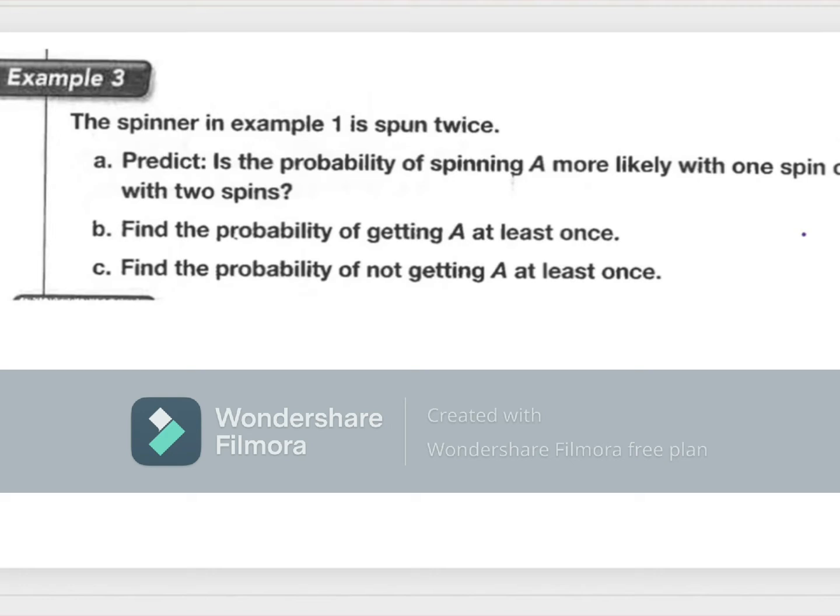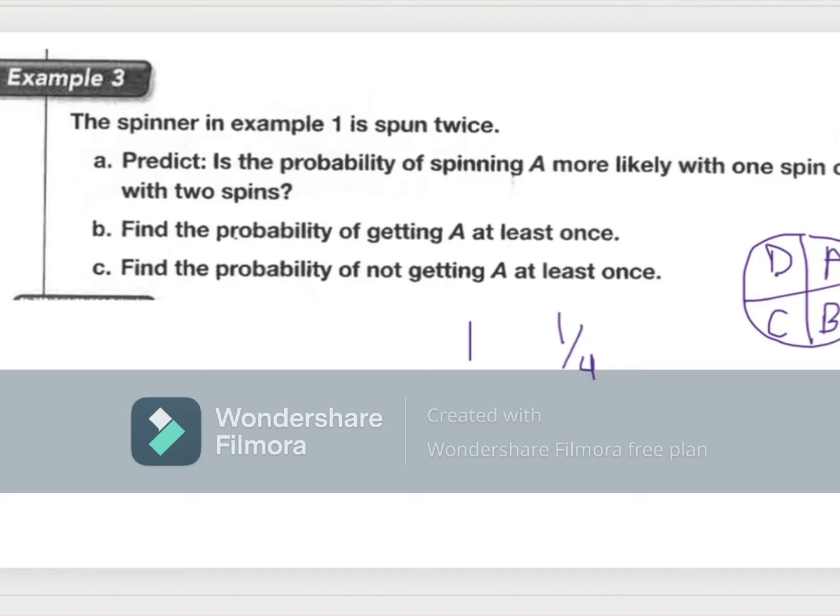Okay, so example 1, we've got our A, B, C, D, right? And then it says, is the probability of spinning A more likely with 1 spin or with 2 spins? Okay, so let's figure it out. It makes sense to me that you're going to be more likely to get an A if you have 2 tries, right? But let's look at it with our probability. If we have 1 spin, we spin once and we've got 1 out of 4 chances. So with 1 spin, we have a 1/4 chance of getting an A, okay?